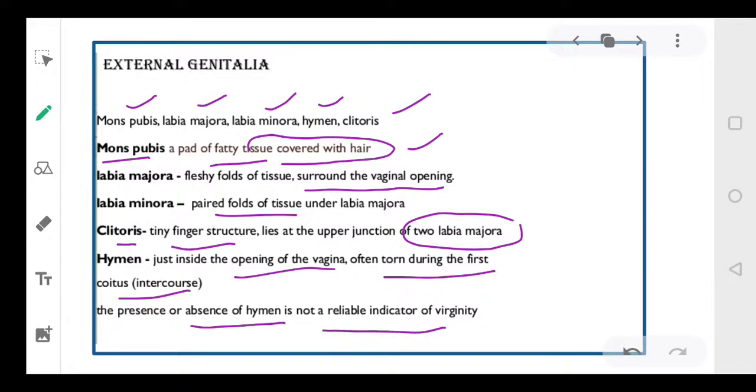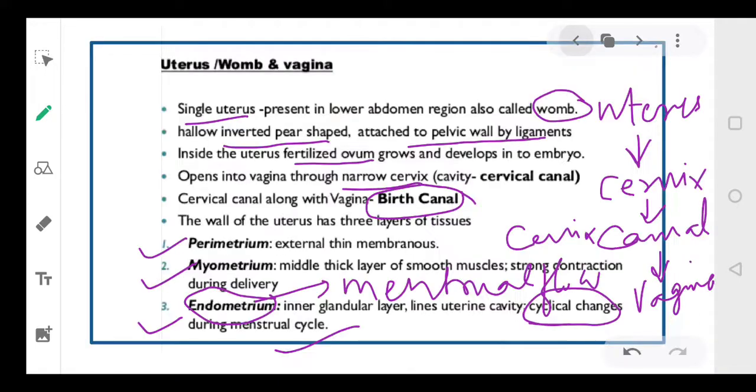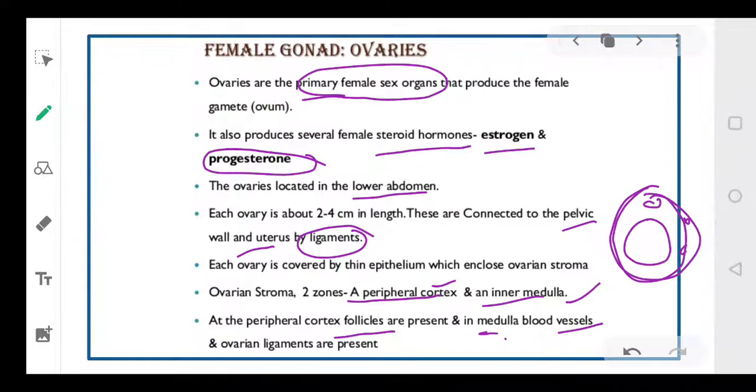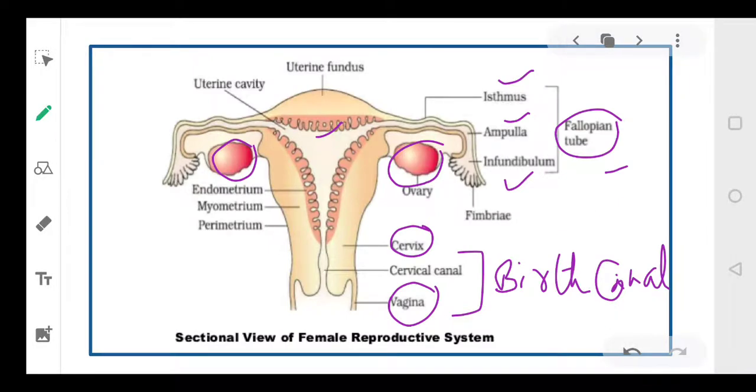Okay, dear students? Right. Now let's talk about the menstrual cycle. How does it happen? Let's talk about that. Suppose this is there, isn't it?